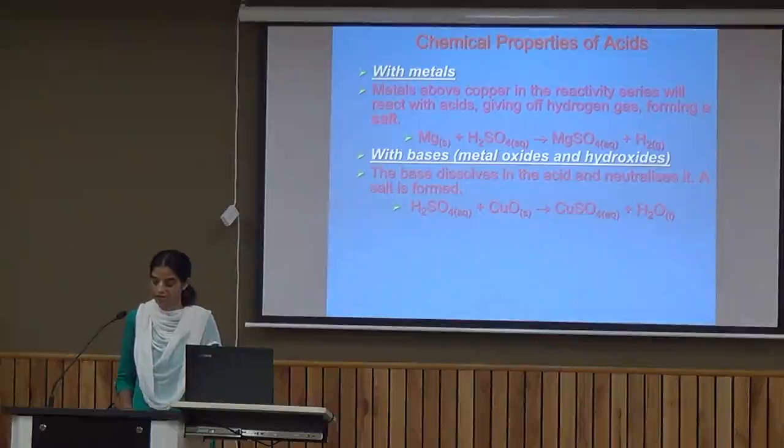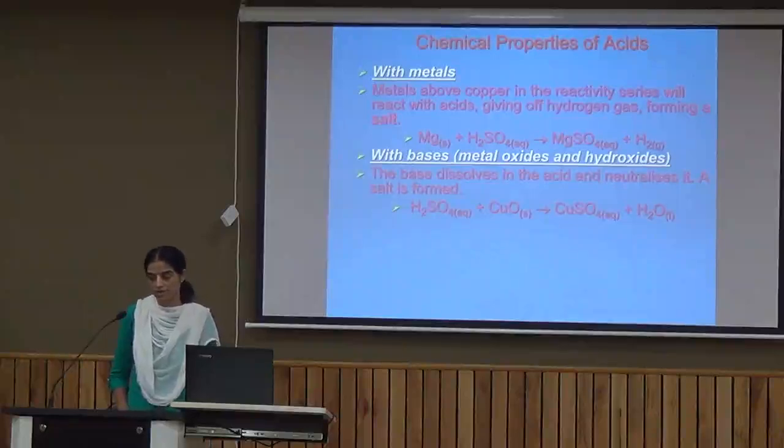And if we react bases with acids, like we know bases are generally metal oxides and metal hydroxides. So when these bases react with acid, they result in formation of salt and water. As we have already read, acid reacts with base to give a neutralization reaction, giving salt and water, and in this reaction, along with salt and water, heat is also produced. So we can say this reaction is exothermic in nature.